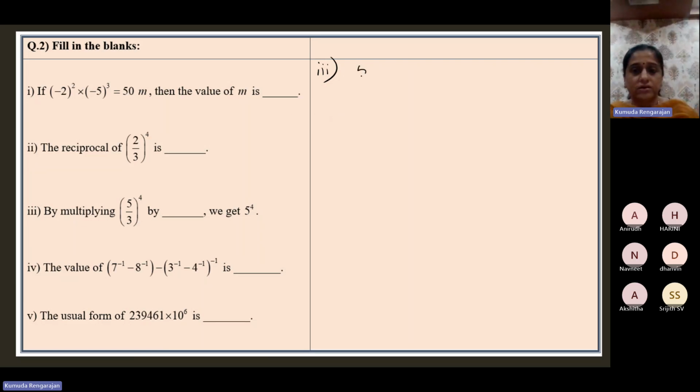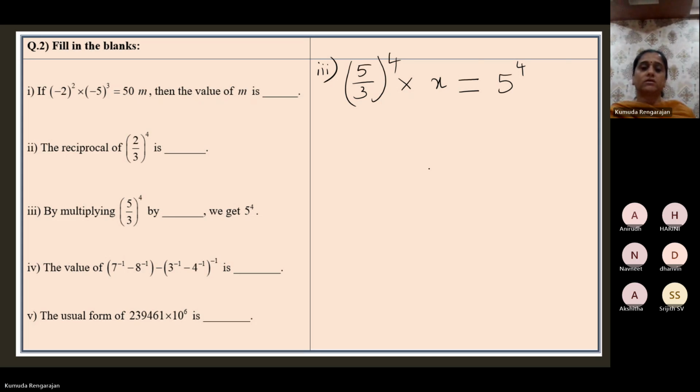Multiplying (5/3) to the whole power 4 by dash, we get equal to 5 to the power 4. By multiplying (5/3) to the power 4 by x, right? We get equal to 5 to the power 4. So we need to find the value of x.